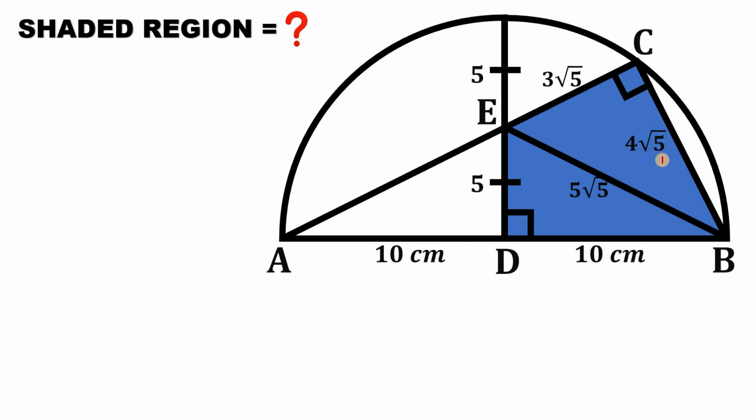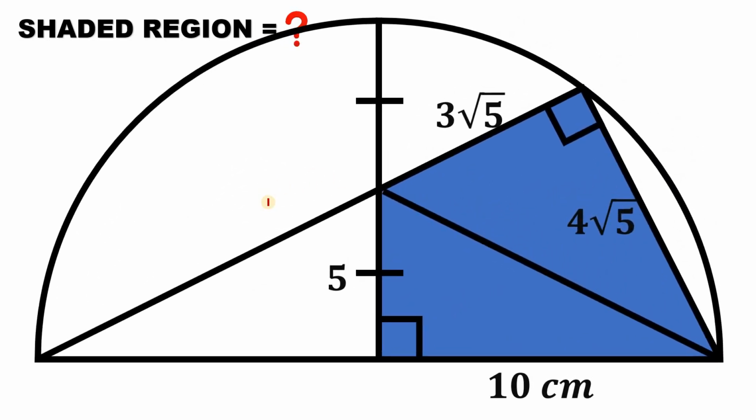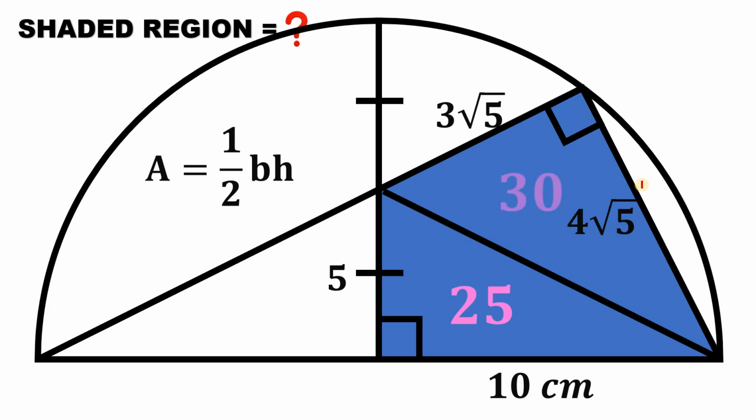Now at this point, we know x and y. We now have the height and the base, so we can now get the area of the blue region. Using the formula of a right triangle, one half times base times height. For the bottom right triangle, we have 5 times 10 is 50, divided by 2, we have 25 square centimeters. And on the top, we have 3 times square root of 5 times 4 times square root of 5, we have 12 times 5, we have 60, divided by 2 is 30 square centimeters.